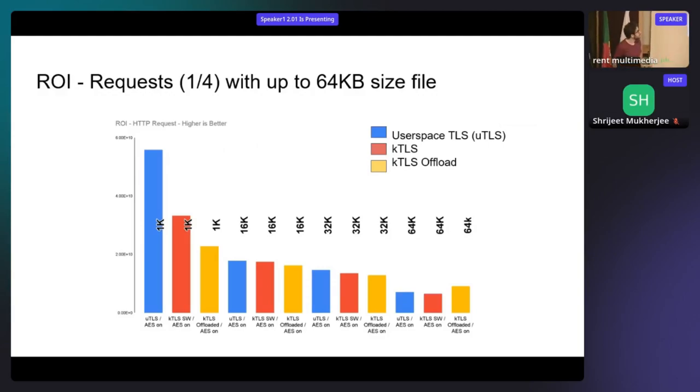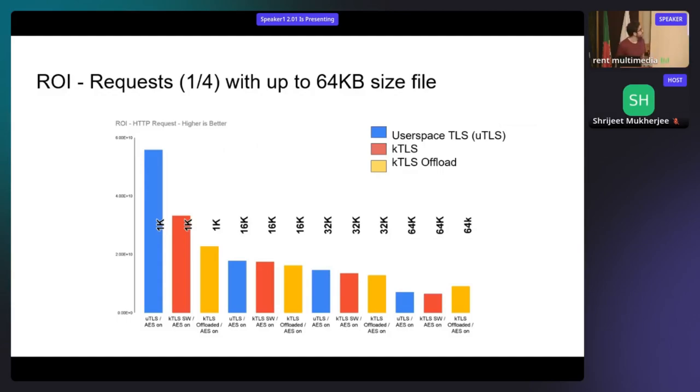Okay, so we have the graphs for the formula that Jamal presented. We have user space TLS as the blue bar, KTLS as the red bar, and KTLS offload as the yellow bar. We are incrementing the file size from left to right. Initially, we had the ROI results for the tests without the AES CPU acceleration on. We also tested that, but they started degrading very quickly, so we took them off. From the graph here, we can observe that KTLS and KTLS offload start pretty badly on short flows, and they become more competitive to user space TLS as the file size increases.